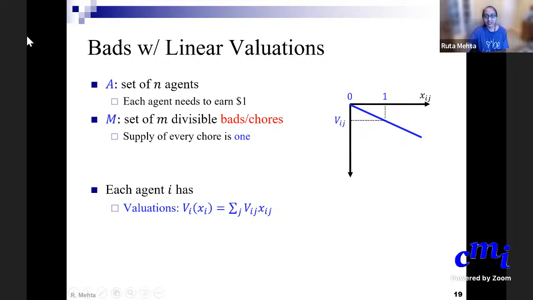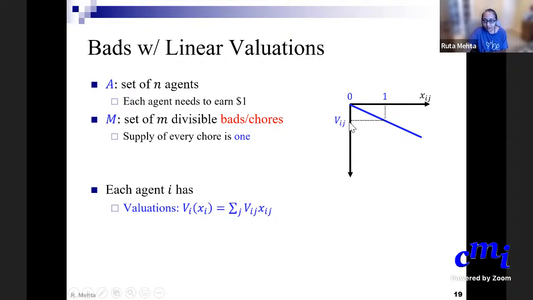Let's say A is the set of n agents. Each agent has to earn exactly $1. M is the set of chores that we want to divide. These are divisible chores, and every chore has 1 unit, so there is 1 unit of every chore available. The agents' valuation functions are linear. That means if I give x_ij unit of chore j to agent i, then her value is v_ij. v_ij is going to be negative because these are chores, disutilities.